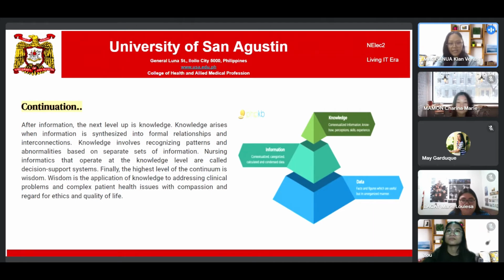Finally, the highest level of the continuum is wisdom. Wisdom is the application of knowledge to addressing clinical problems and complex patient health issues with compassion and regard for ethics and quality of life.